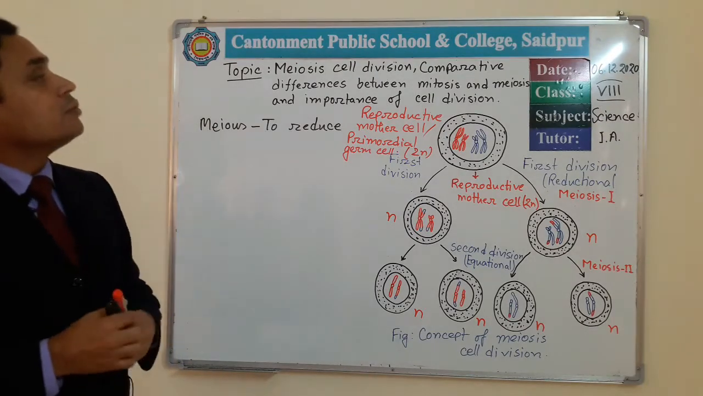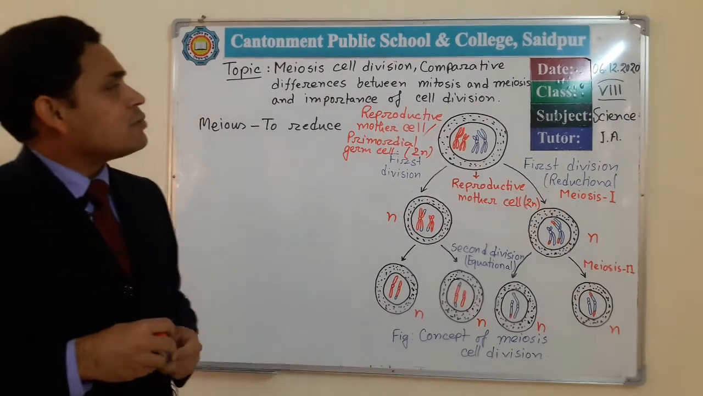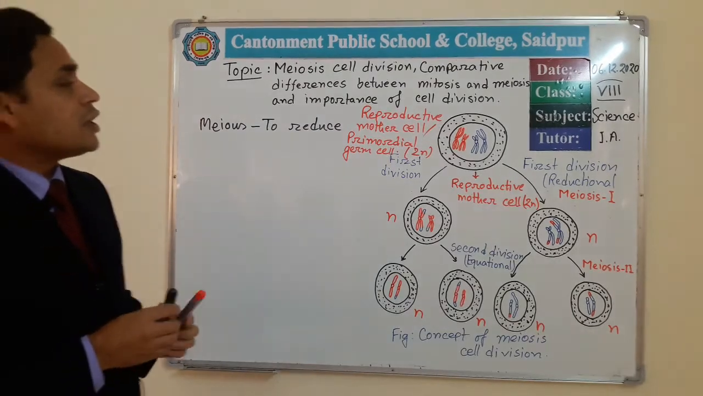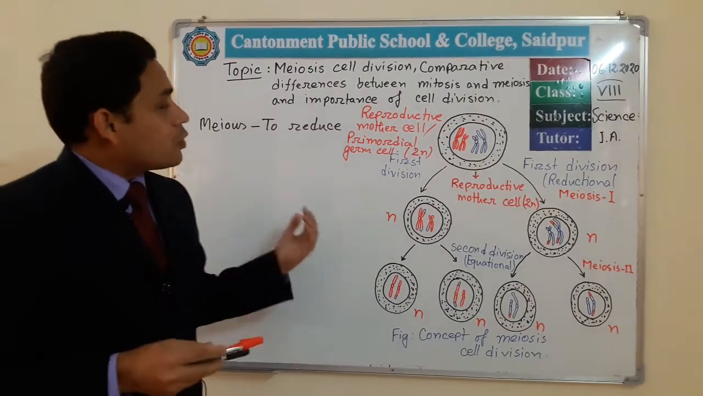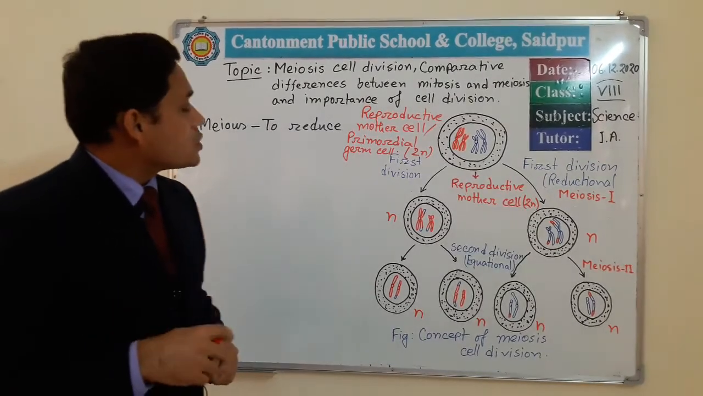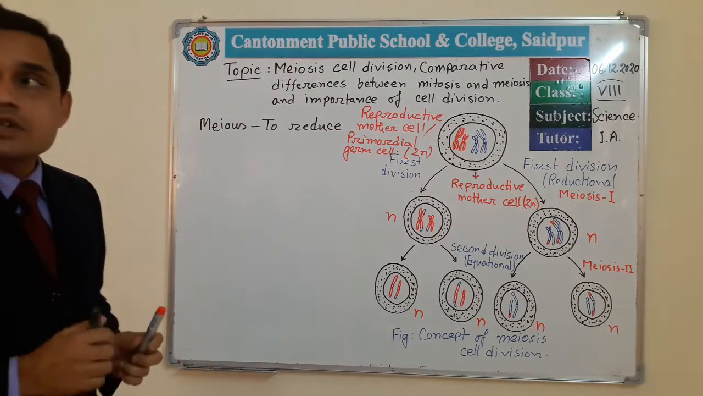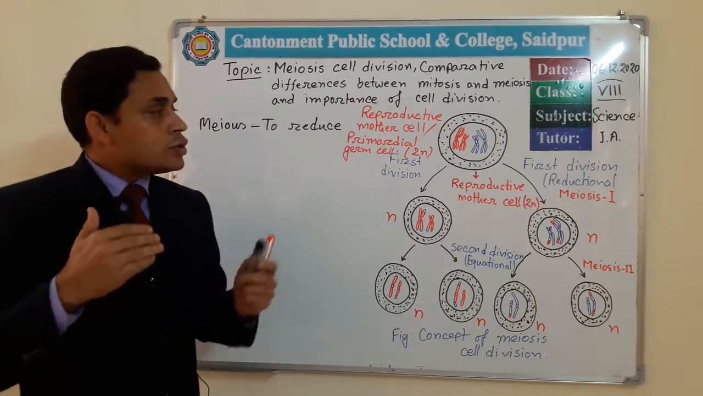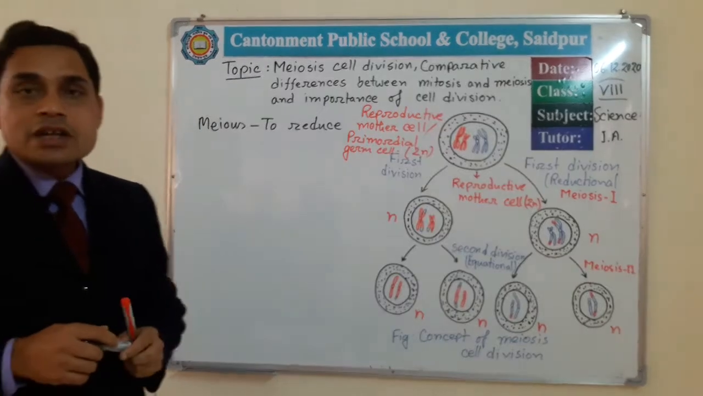So how do we make differences between mitosis and meiosis cell division? Very easy. You can mention it very easily. In my previous lecture, if you have seen it, you get lots of knowledge of mitosis cell division, and here this is the meiosis cell division. So from these two divisions you make differences between mitosis and meiosis cell division. So I try to indicate some differences between mitosis and meiosis cell division.